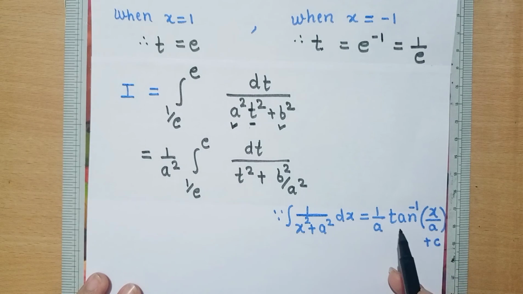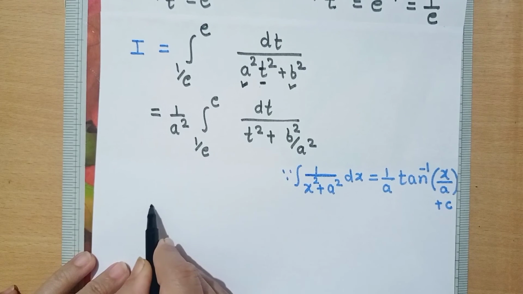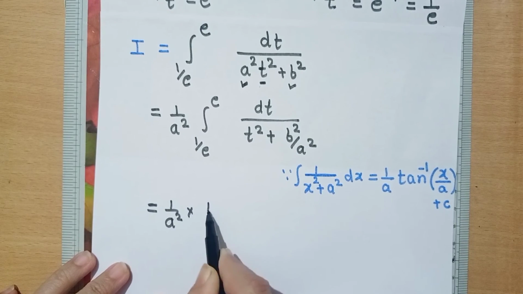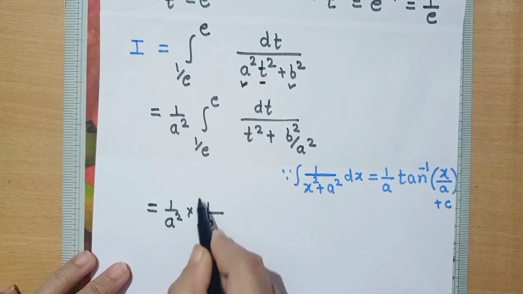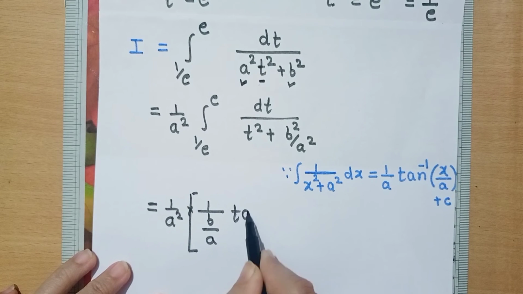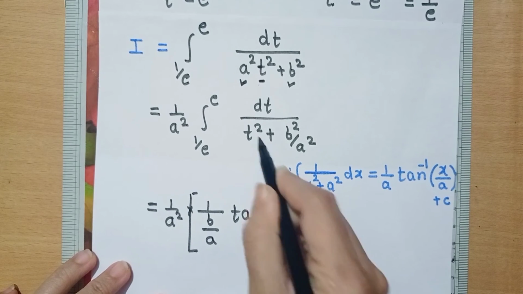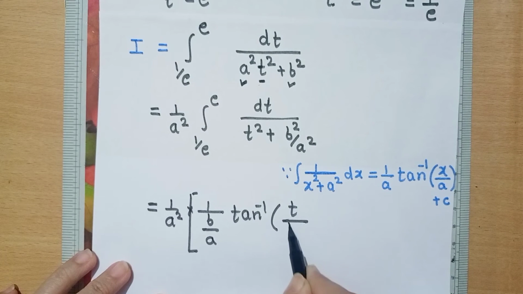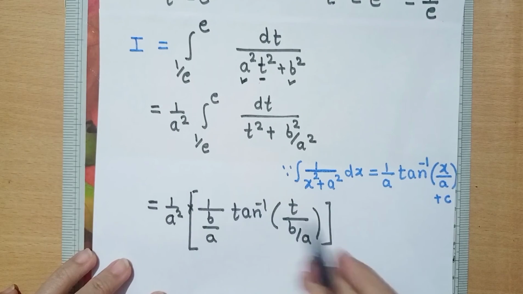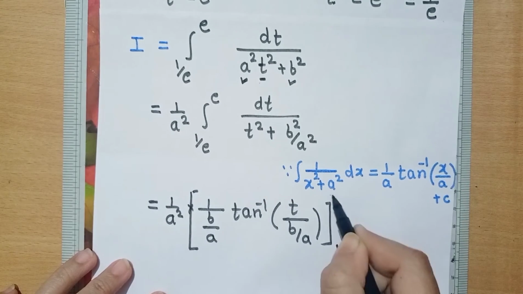Now this is in the standard form, and we will use this formula: 1 upon a tan inverse of x upon a. So here we will write this 1 upon a square as it is, and 1 upon a is b upon a, but we will keep this in square brackets, and tan inverse of this t upon a means again b upon a, bracket complete, and these limits 1 upon e to e.